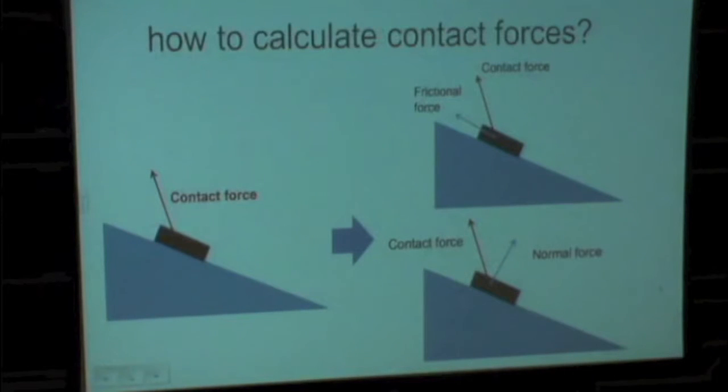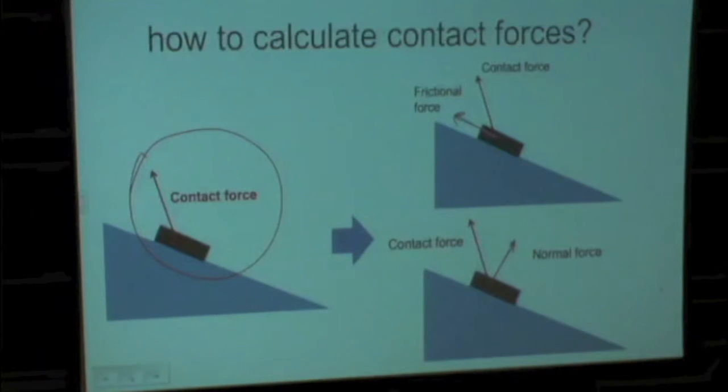How to calculate contact forces? Well, there are no contact forces, strictly speaking. There's only one contact force, this one. But it has two components, which we don't call contact forces. We call them by different names. The parallel component of the contact force has the name frictional force, and the perpendicular component has the name normal force.